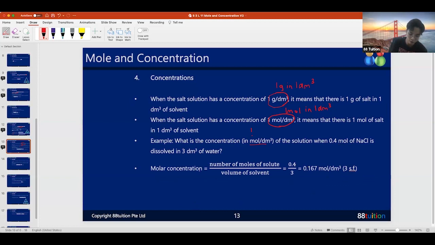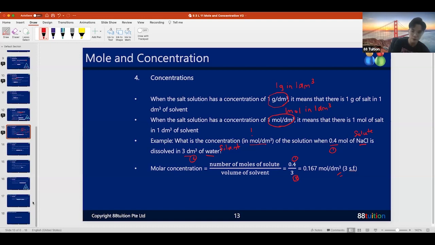So we're using the equation, we divide the number of moles of solute by the volume of solvent, 0.4 by the amount of solvent. Okay, and we get 0.4 divided by 3, we get 0.167 mole per dm cubed. So this is the final molar concentration. Okay, so in this case, sodium chloride is the solute. Water is the solvent. Okay.